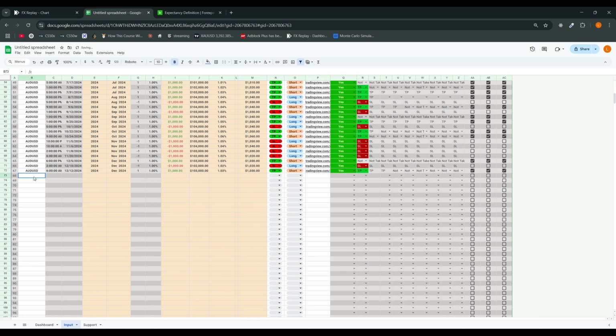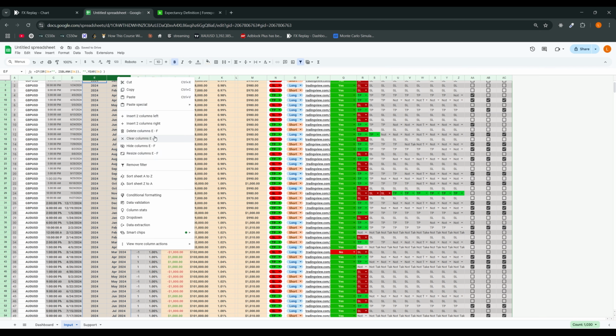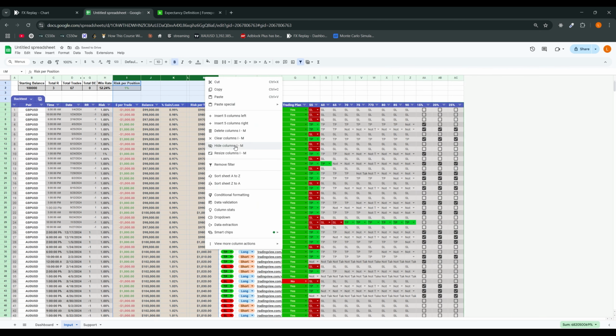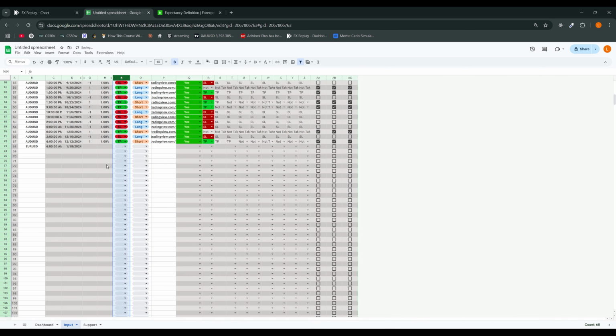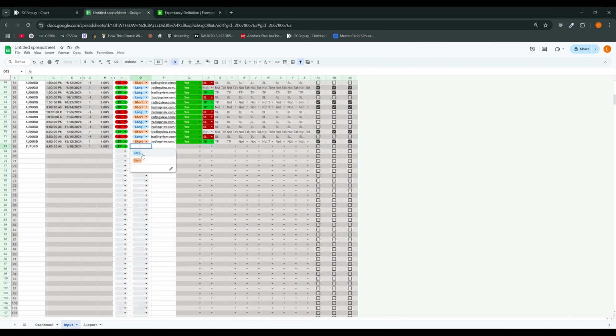So Euro USD, 6 a.m., 18 of January 2024. I will hide this column right here. It was a short position and it reached the 55 level before going to the TP. So it's a TP short side, 1% of risk. Put the screenshot.